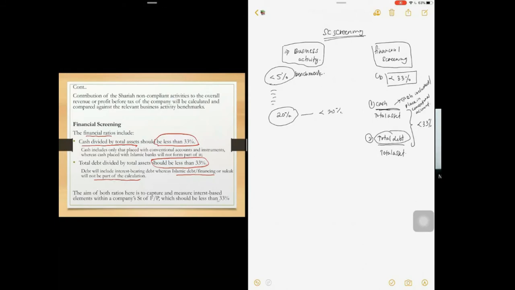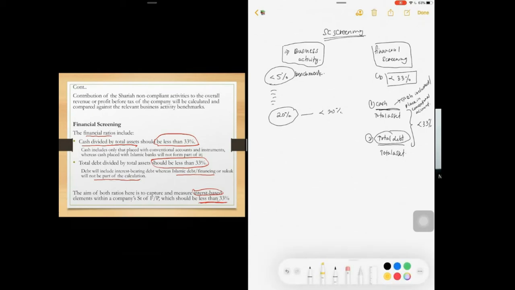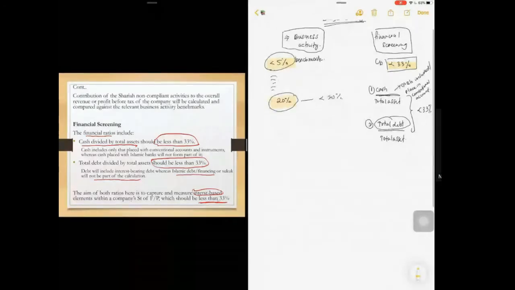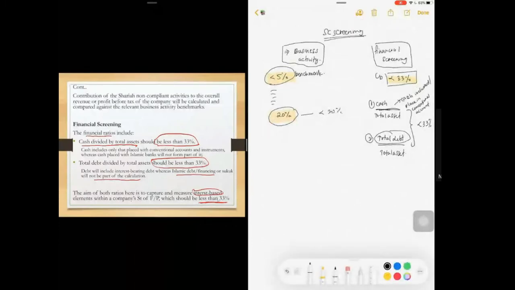Itu maksud dia. So dia kata the aim of both ratio here is to capture and measure interest based element within a company profit and loss ataupun financial position. So which should be less than 33%. So ingat je yang ini tadi, financial screening for AC screening must be less than 33%, and untuk business activity ada dua benchmark, satu 5% and another one 20%.